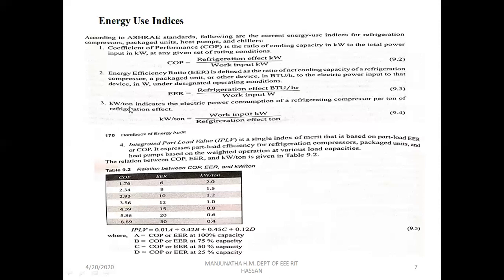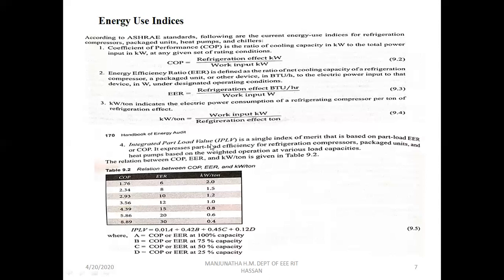Then how much kilowatt of power we are going to use with respect to ton indicates the electric power consumption of the refrigerating compressor per ton of refrigeration effect. It is the compression power in terms of ton. For creating that much pressure in the compressor, how much power will be consumed, we should calculate here. That kilowatt per ton is equal to work input in kilowatt divided by refrigeration effect in terms of ton. And the fourth one, we should calculate the integrated part load value.